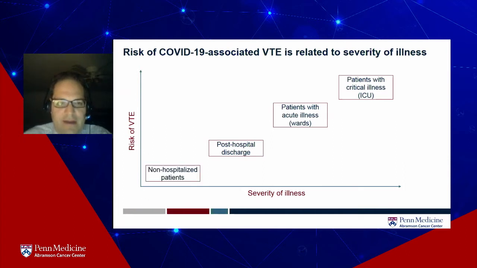And then finally, what about the thrombotic risk in non-hospitalized patients infected with SARS-CoV-2? So this figure is not meant to imply a linear relationship in VTE risk among these different subgroups, but simply to show that there is a clear and direct relationship between severity of illness and risk of venous thromboembolism. And I want to take you through the incidence numbers that we have for each of these four groups.